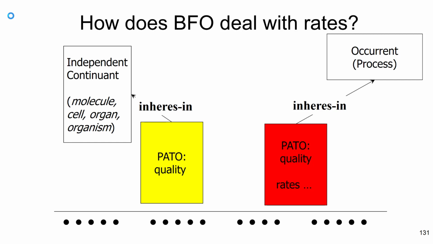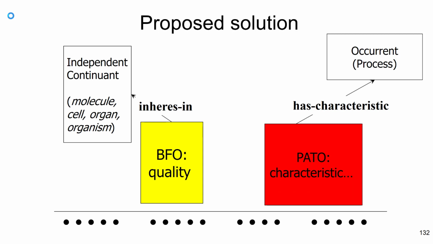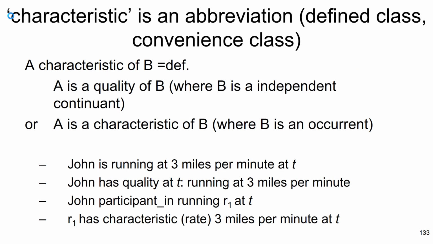BFO has a perfectly simple way of treating the same information as is treated by PATO in this way. But we have, I think, reached an agreement where PATO will change the term it uses for qualities of processes to call them characteristics. So we will have PATO characteristics, which are what now are called PATO process qualities. Other qualities in PATO will stay the same, they'll still be called qualities, and there will be a new relation called has characteristic, which is the relation between a PATO characteristic and the process which it is the characteristic of.